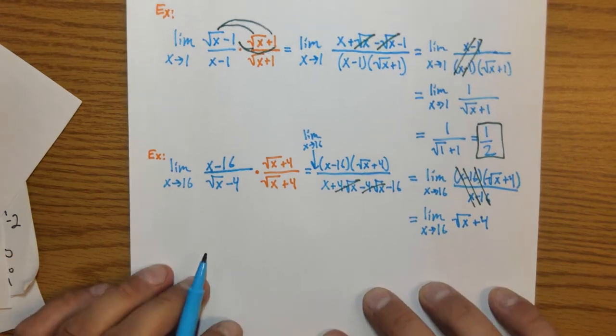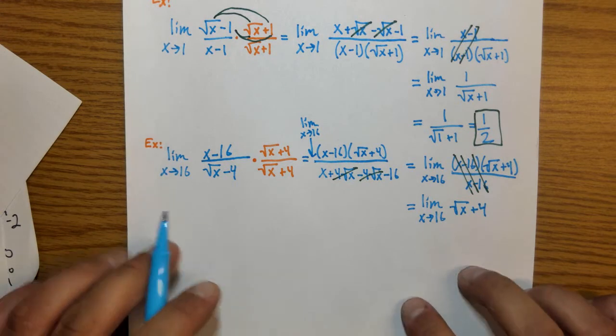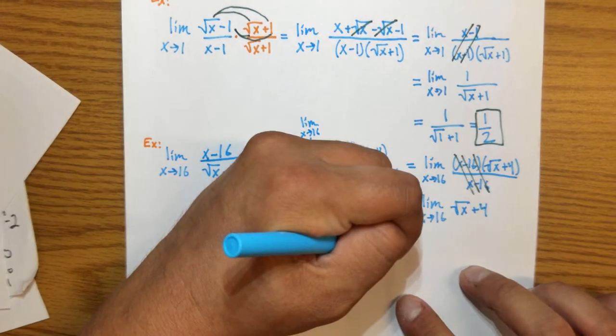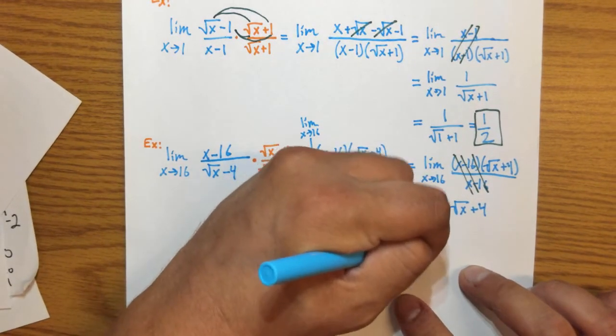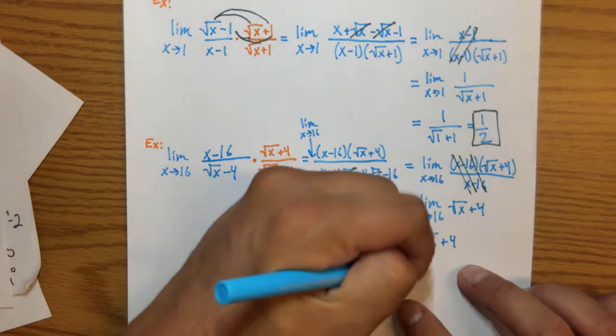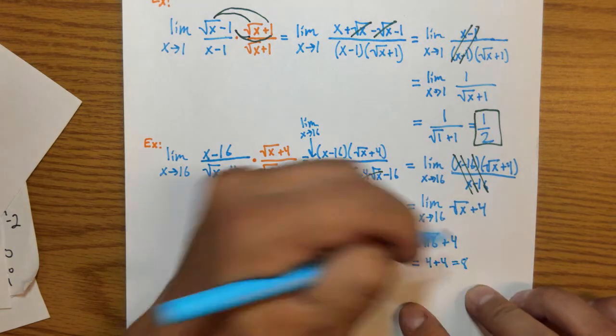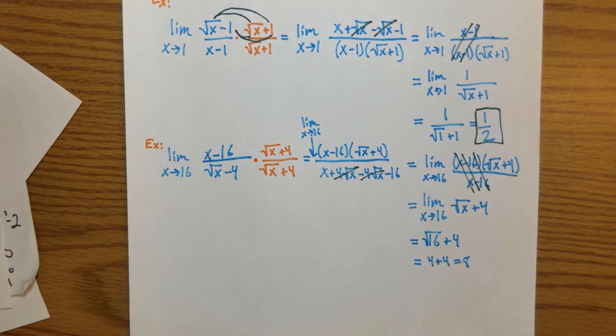And now we can evaluate, we can plug in 16 and see what that limit is when x approaches 16. So, equals square root of 16 plus 4, and square root of 16 is 4, so 4 plus 4 is equal to 8. Okay?